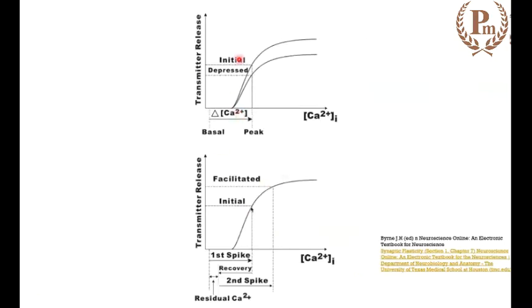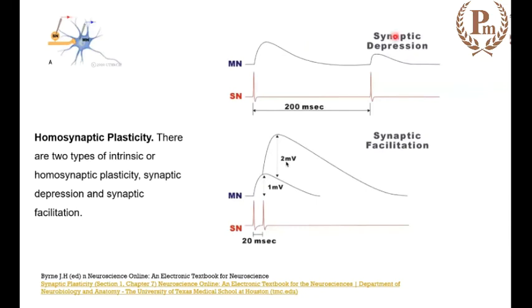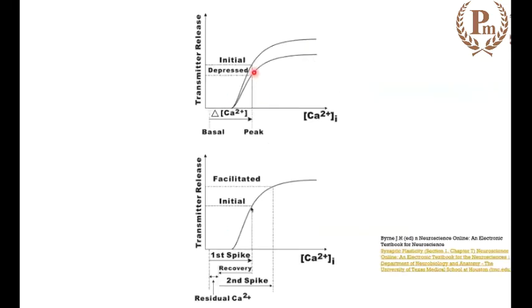Then, yes, this is what I have been telling you. So these are the 2 graphs, which are going to explain the first phenomenon. The first phenomenon is synaptic depression. So what has happened during depression? When you gave the initial stimulus, the transmitter released was like this. Okay. Then what has happened?